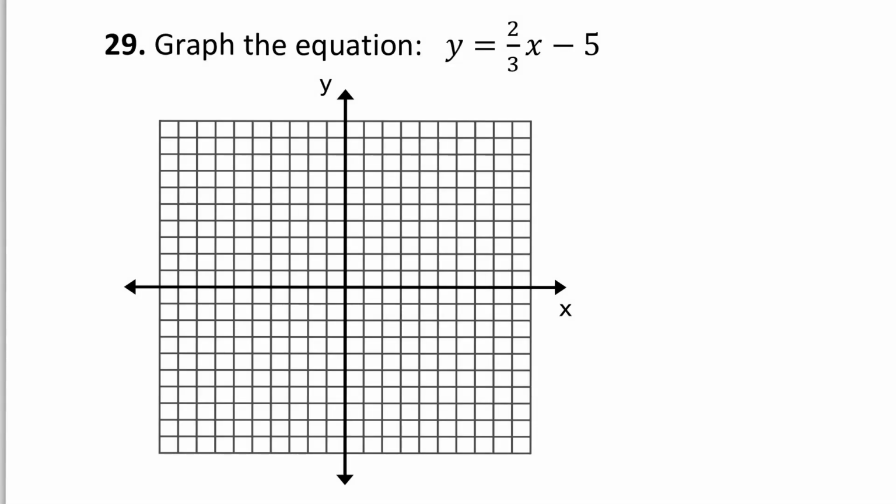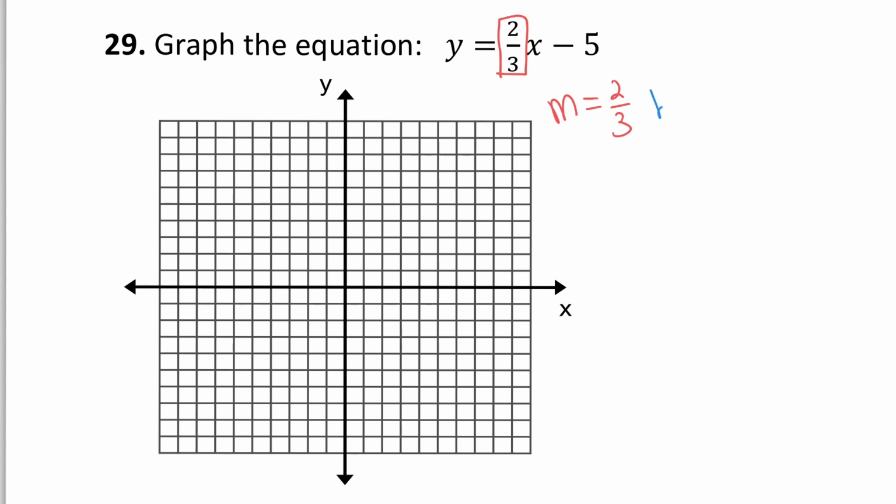Question 29 says graph the equation, not inequality. We have an equal sign. So the good thing is that we have the y by itself. y equals 2 over 3x minus 5. So when y is by itself, it is slope-intercept form, and we can use the slope and the y-intercept. So the slope of the line is going to be the number with the x, this fraction right here. So we have 2 over 3.